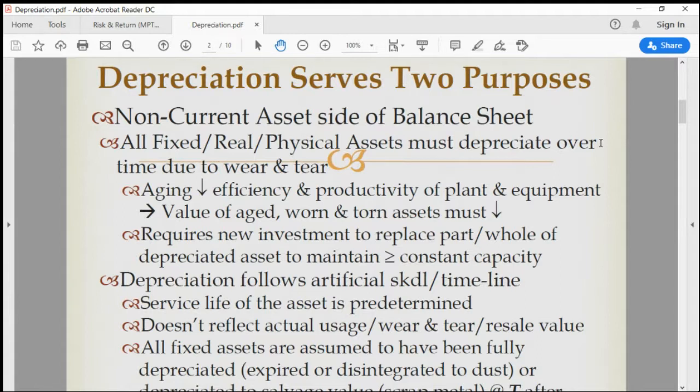Why? It's because depreciation of a business asset has two aspects. One, cost recovery, right? Second, the tax implication. Now, think of it this way.